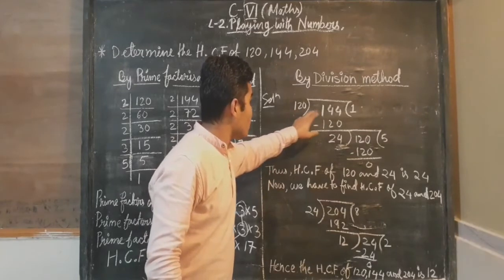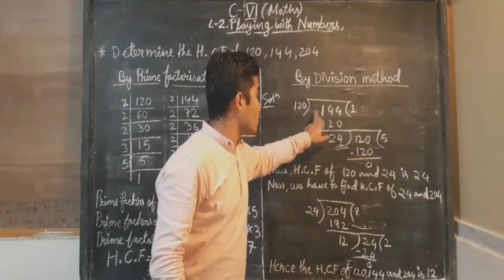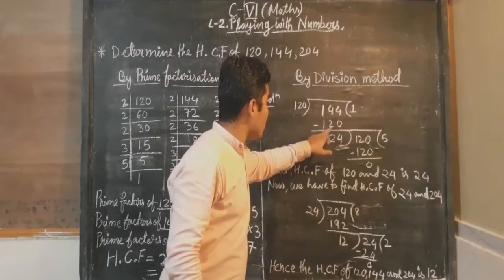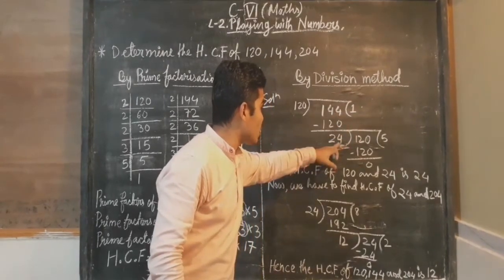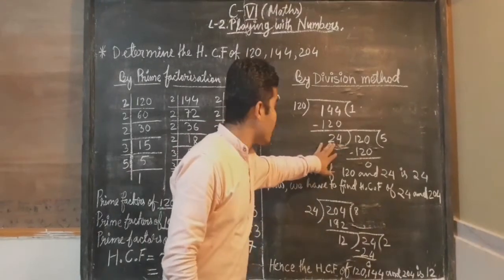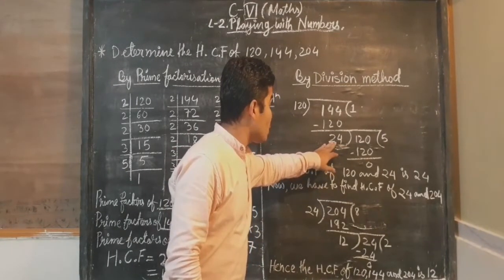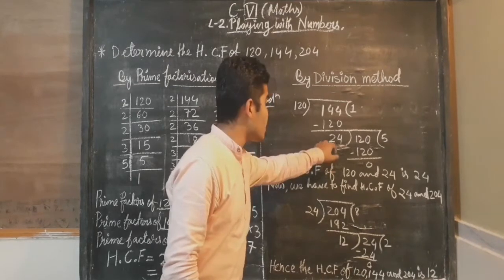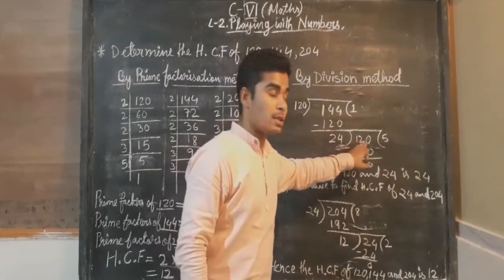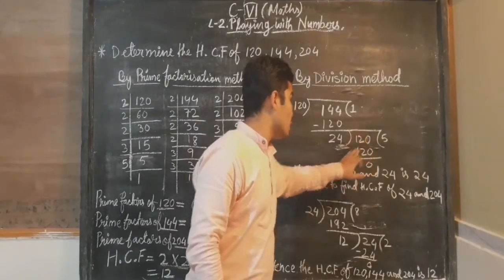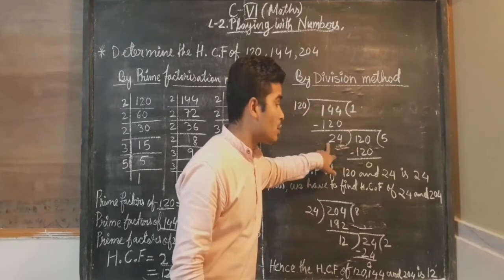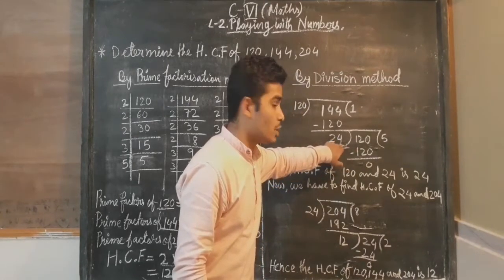If you try to divide this number by 120, we can give only one time. So if I give one time, then I will write 120 below this number and subtract it, and you will get remainder 24. After getting the remainder, we should consider that remainder as the divisor, and the previous divisor we have to consider as the dividend. And after that, we should try to divide the number by the remainder, which is now the divisor.